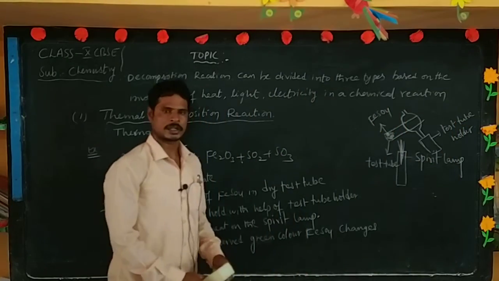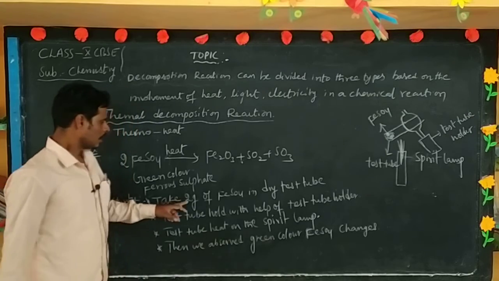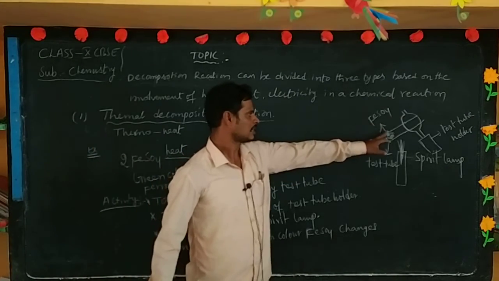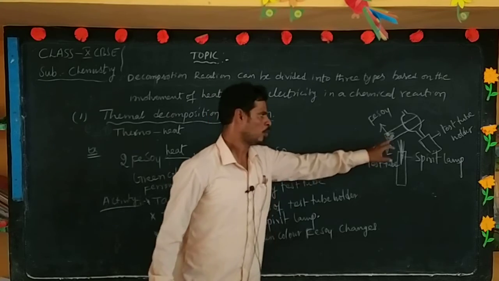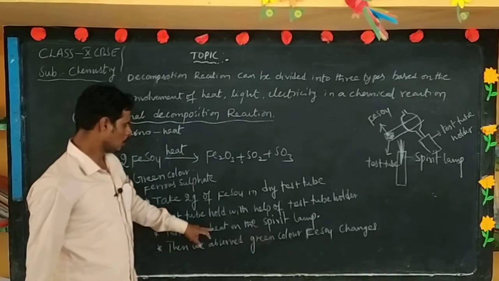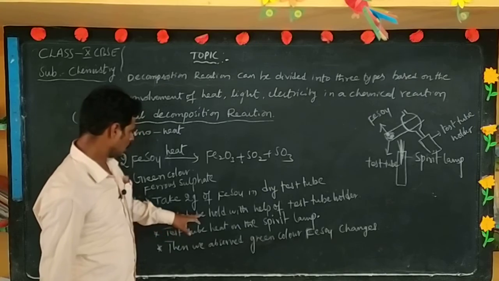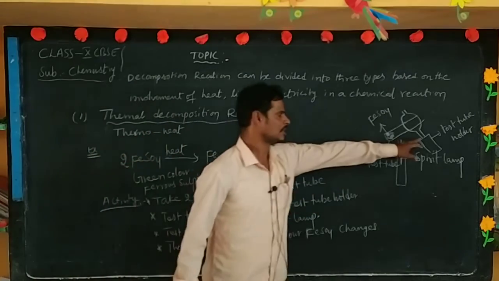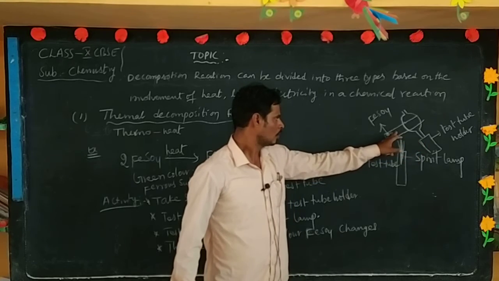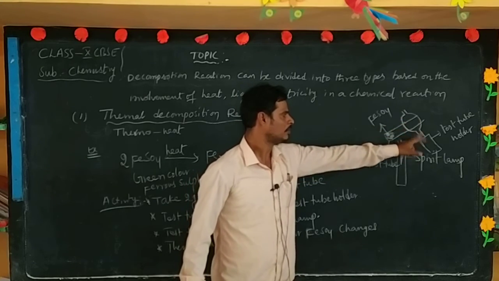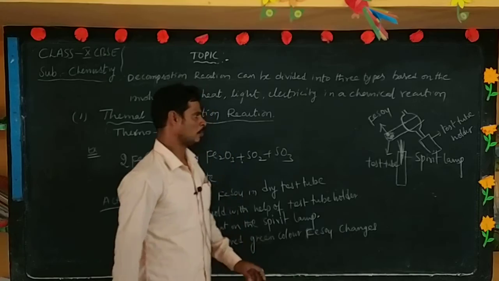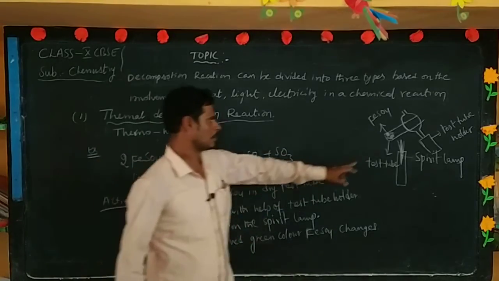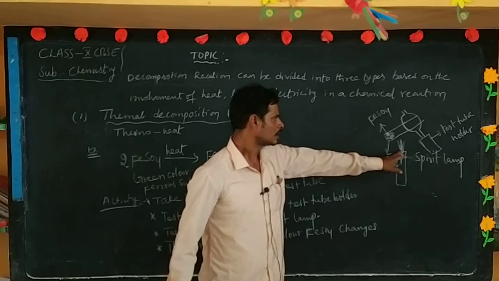So here let me take the activity. The first point, what is there? Take 2 grams of ferrous sulfate in a dry test tube. Point number 2, hold the test tube with the help of the test tube holder. This is the test tube holder. Next, point number 3, heat the test tube on the spirit lamp.